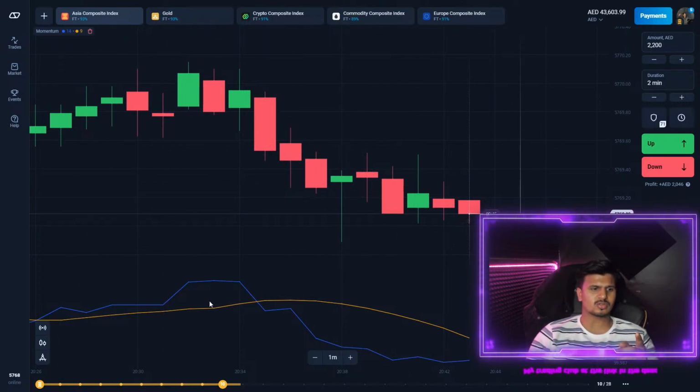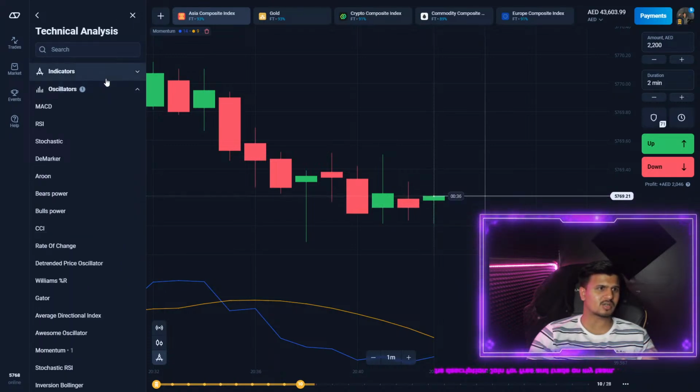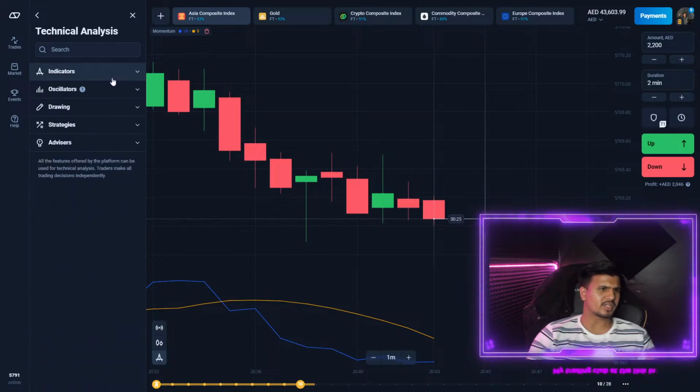After that you have to choose the oscillator. So for oscillator, just click on the third number, technical analysis. Here you can see momentum. If you want to add more tools, then just click on more tools, and you will see indicators: SMA, EMA, parabolic, ICR, Bollinger Bands, Ichimoku cloud, alligator, zigzag, WMA, lots of indicators.